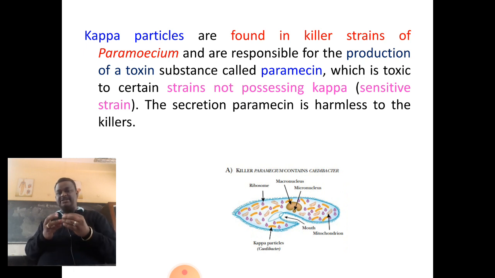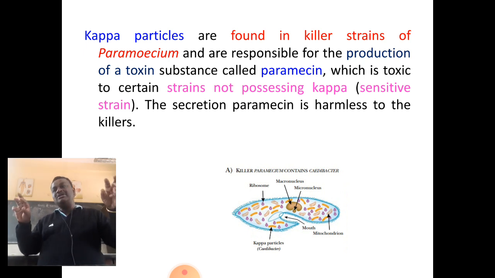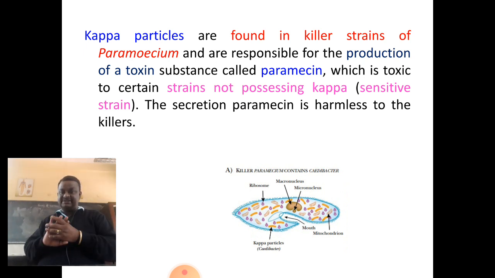These Kappa particles produce a toxin. The bacteria will produce a toxin called paramecin. This paramecin comes out of the cell of the killer strain and enters into the strain that does not have Kappa particles, called sensitive strain. Once it enters into the sensitive strain, it kills the sensitive strain and damages its physiological activities. So, what is the importance? Sensitive strain will be sensitive to the paramecin secreted by the Kappa particles, whereas killer strains are capable of withstanding the effect of paramecin.